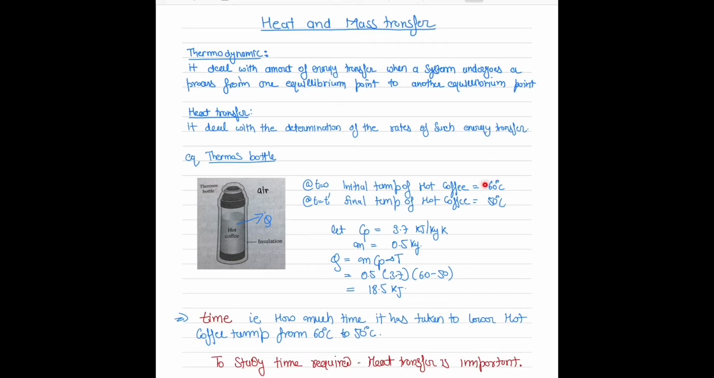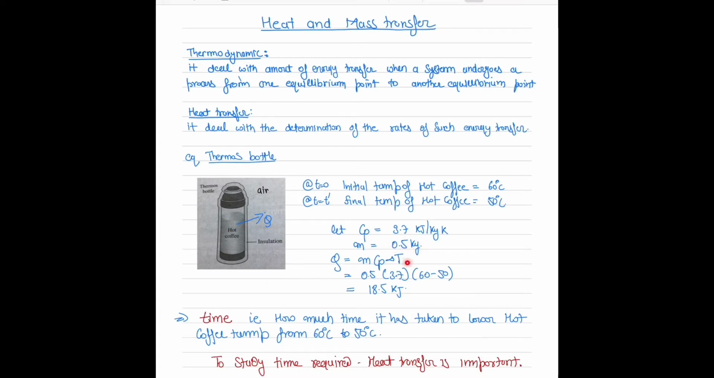In order to calculate this heat transfer, how much heat has been taken out from the hot coffee when its temperature dropped from 60 degrees Celsius to 50 degrees Celsius, from a thermodynamics point of view we have the relation Q equal to m Cp delta T, where m is the mass of the hot coffee, Cp is the specific heat of the hot coffee, and delta T is the temperature drop that we have observed in the hot coffee. So let us assume Cp as 3.7 and mass as 0.5.